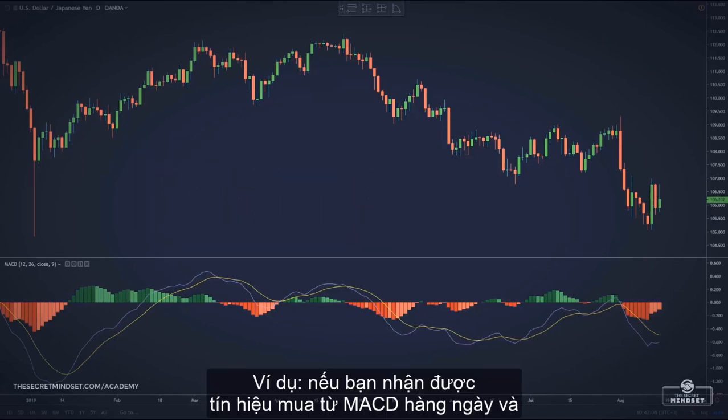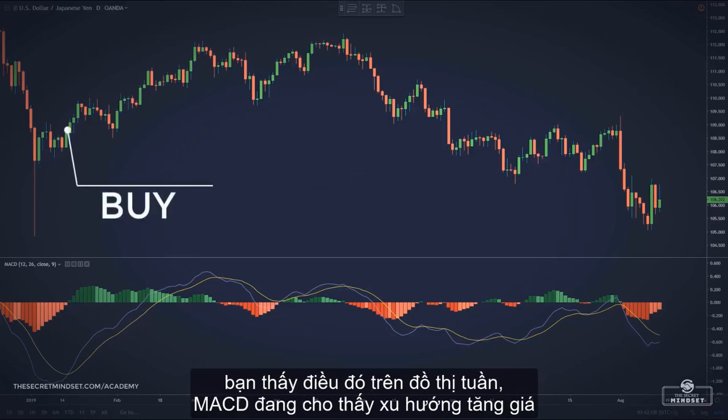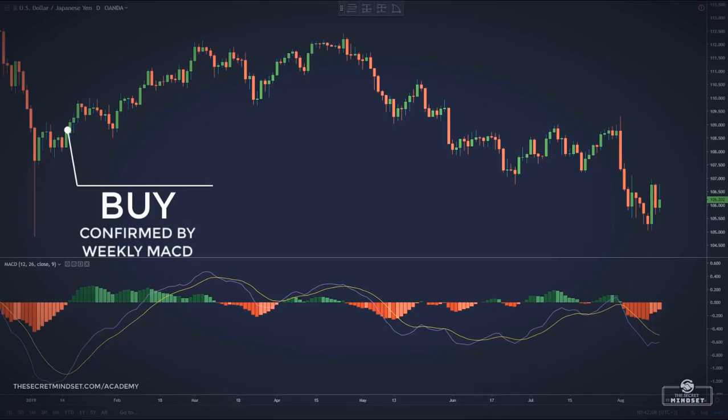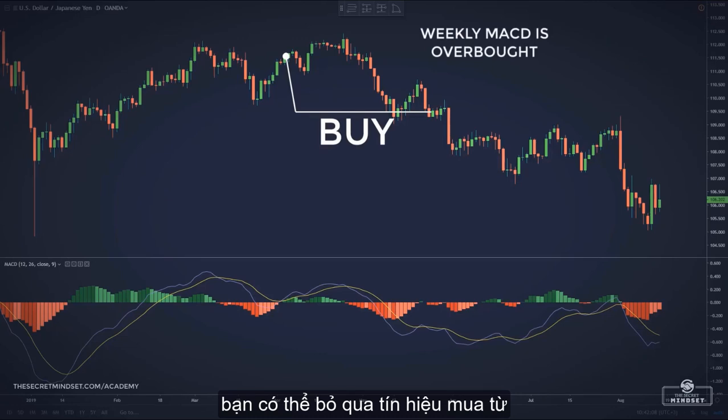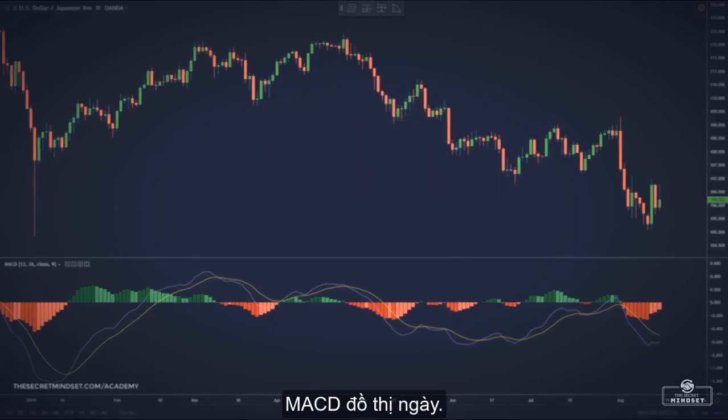For example, if you receive a buy signal from the daily MACD and you see that on the weekly chart the MACD is in bullish condition, you may wish to enter a long position. However, if the weekly MACD is in an overbought condition, for example, you will probably want to ignore the buy signal from the daily MACD.